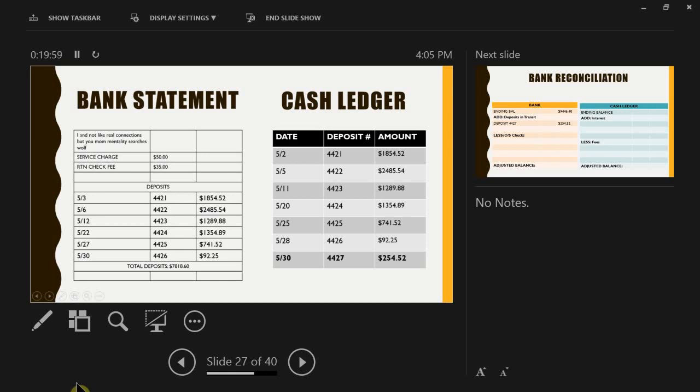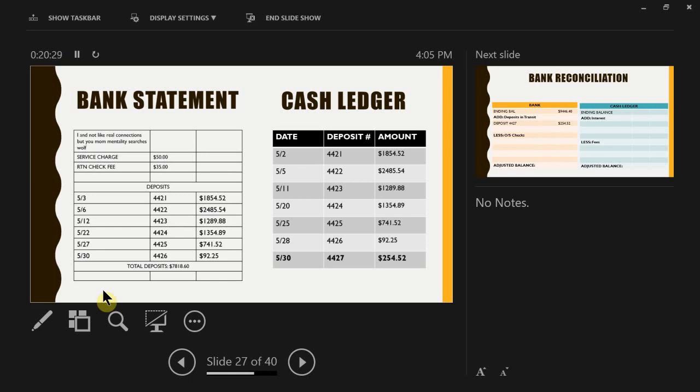And I'm going to look in my bank. Here, I recognize 421 is here. I recognize 422, 423, 424, 425, and 426 is my last one. My 427 is not there. That means my bank has not cleared that total amount yet because I decided to deposit it at the end of the month.